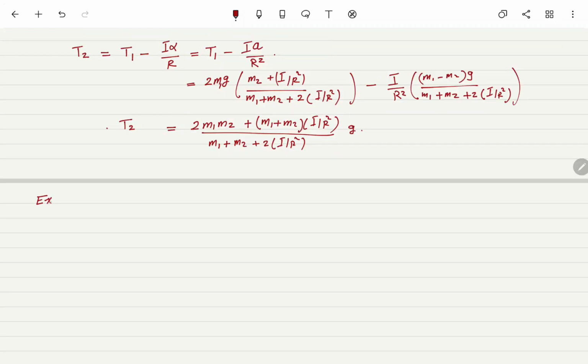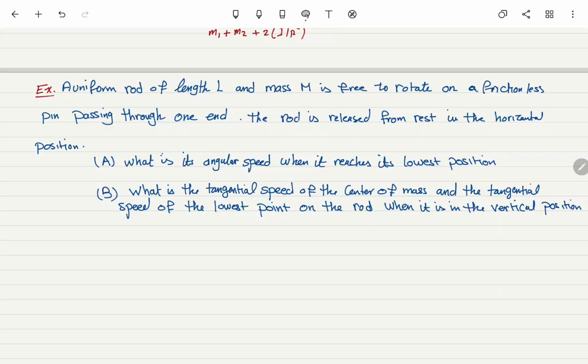Example: a uniform rod of length L and mass M is free to rotate on a frictionless pin passing through one end. The rod is released from rest in the horizontal position. What is its angular speed when it reaches its lowest position, and what is the tangential speed of the center of mass and the tangential speed of the lowest point on the rod when it's in the vertical position? Now let's graph the situation.